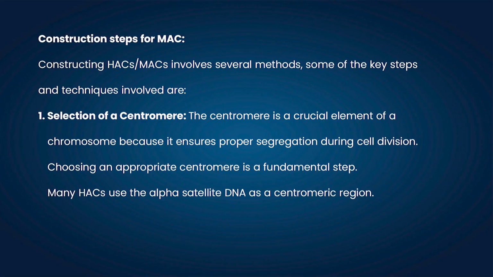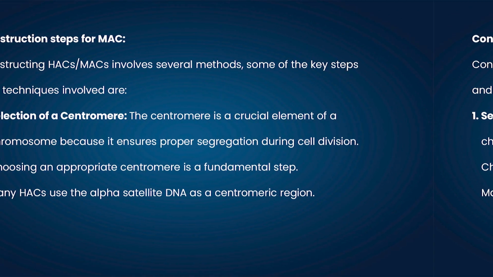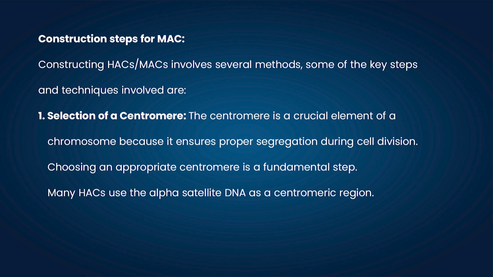So, let us discuss the key steps or techniques that are involved for the construction of human artificial chromosomes or mammalian artificial chromosomes. The first step is the selection of centromere in the construction of MACs. Centromere is a very crucial element of the artificial chromosome or any chromosome, because it ensures proper segregation during cell division. Choosing an appropriate centromere is a fundamental step. Many HACs use the alpha satellite DNA as a centromere region.